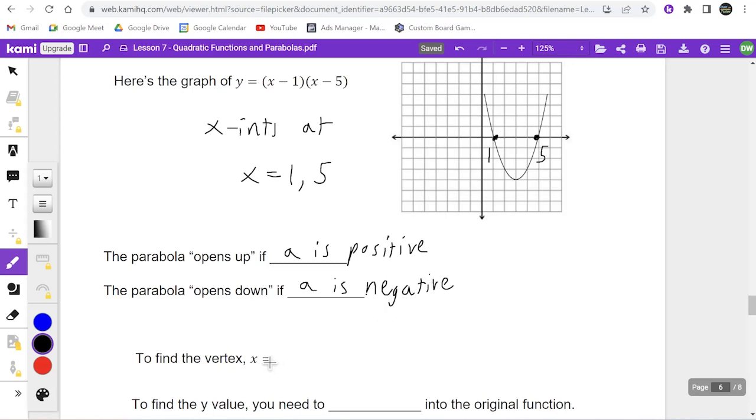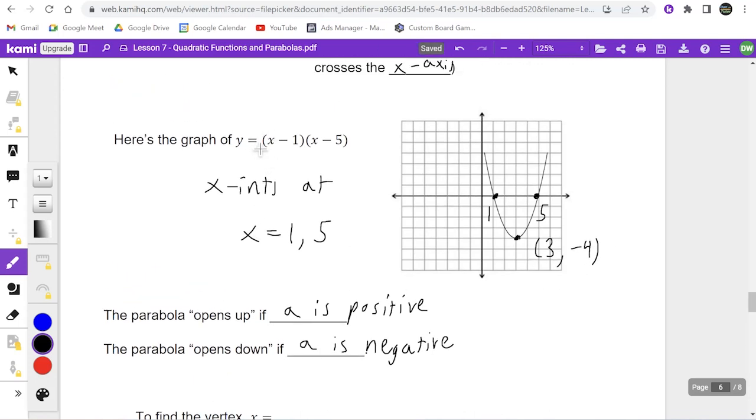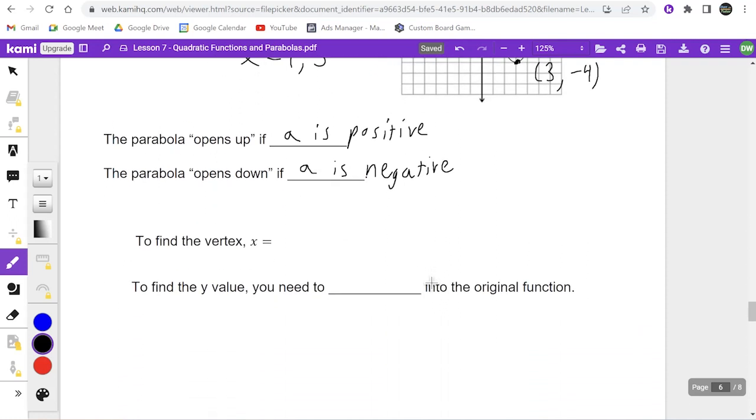One thing I will tell you is that if you want to find the vertex now, which we clearly see here, the vertex is at 3, negative 4. That's not obvious based on this equation, x minus 1 times x minus 5. So let me tell you how to find the vertex for intercept form. It's not negative b over 2a. That was standard form. To find the vertex for intercept form, all you've got to do is take your two x-intercepts, p plus q, and divide by 2. In other words, it's the average of the two numbers. You can also think of it as the point in between the two numbers.